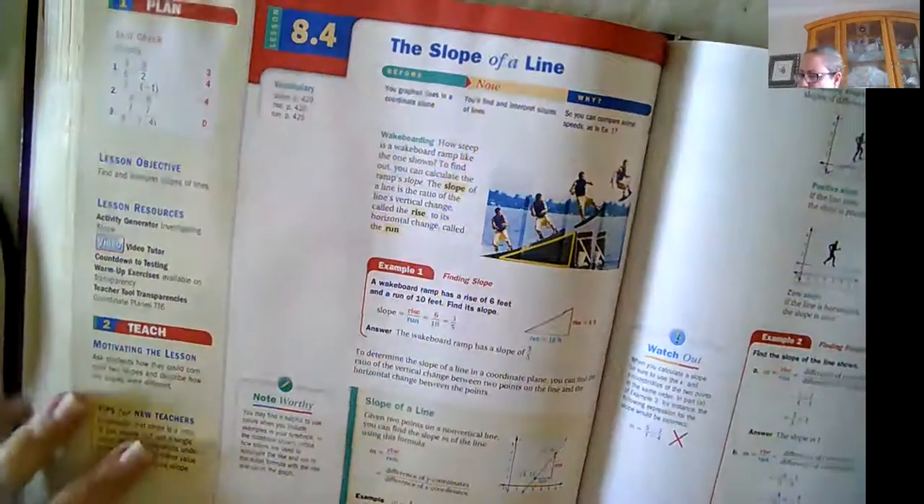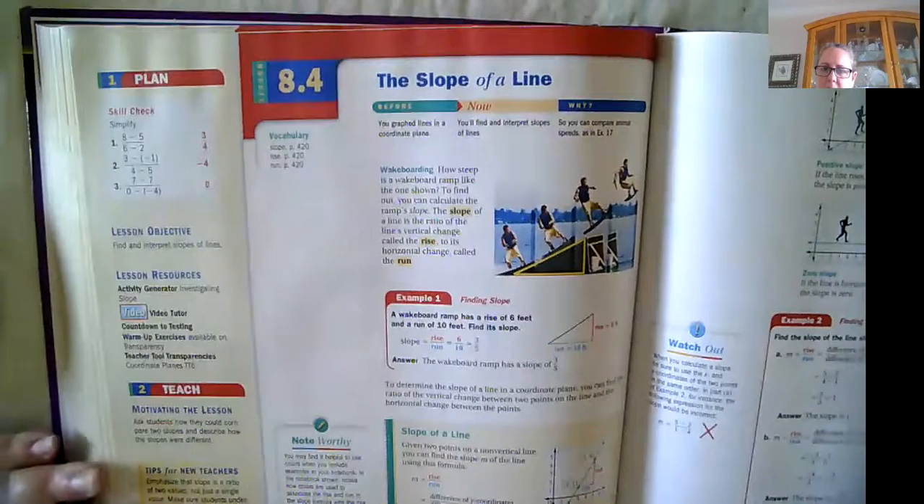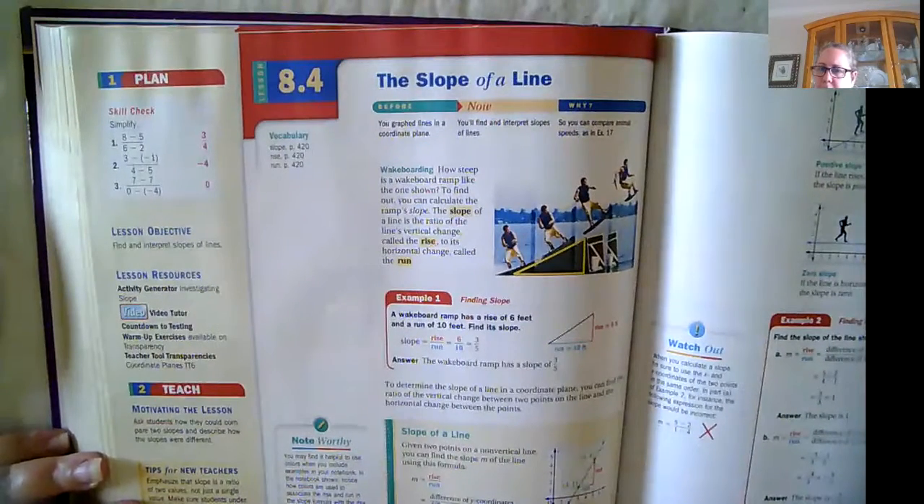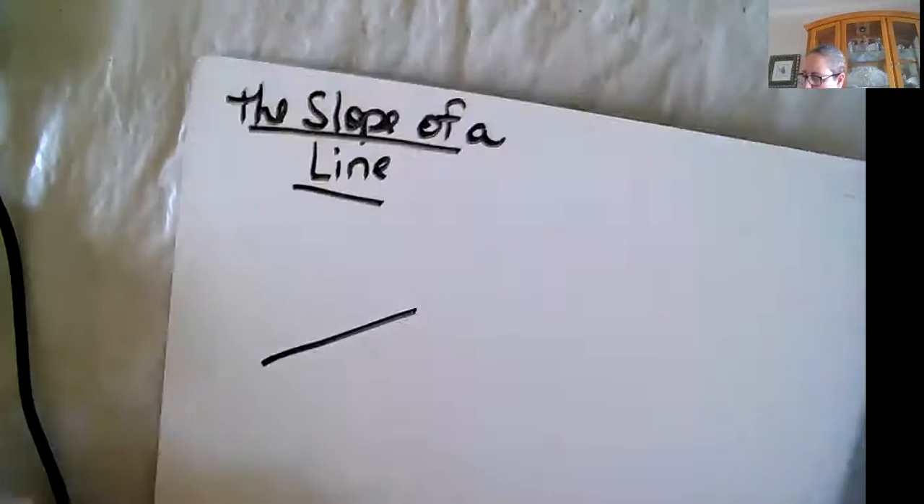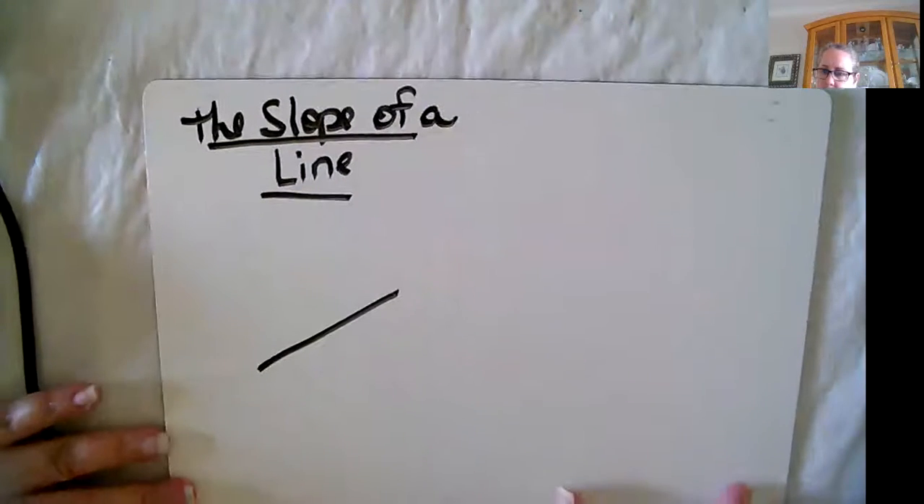Hi, everybody. So this is the next video for pre-algebra, 8.4, the slope of a line. So I'm going to separate the rest of the videos now, and I'm going to do each video individually for the rest of the lessons. So I'm going to discuss the slope of a line.